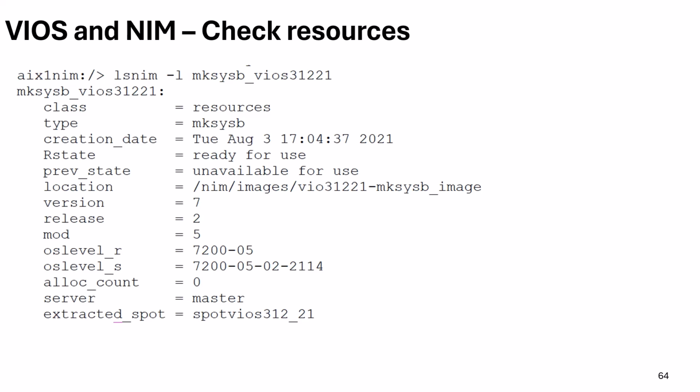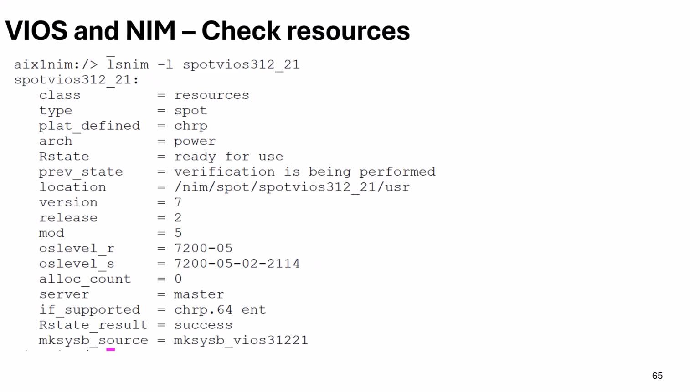Then I go through a number of checks. So here I'm doing an lsnim -l on the actual mksysb. This one happens to be for VIO server 3.1.2.21. And what's interesting about that, you'll see for the OS level, it does not show me that it's VIO server 3.1.2.21. Instead, it actually shows me the AIX level. So if you were to log on to the VIO server, do an oem_setup_env, and then do oslevel -s, you would see 7200-05-02-2114.